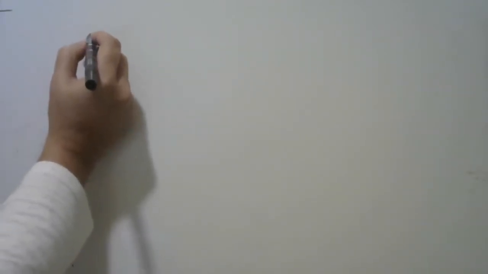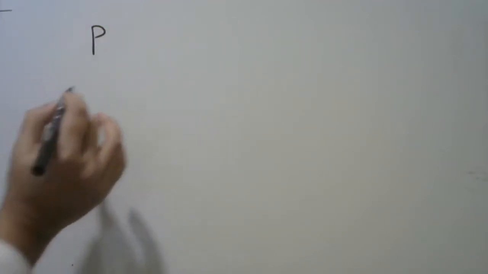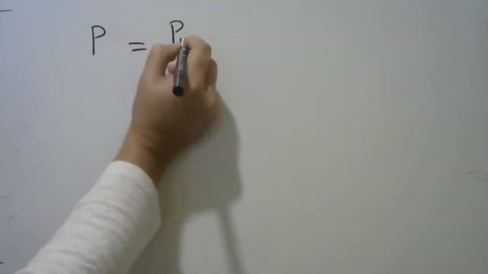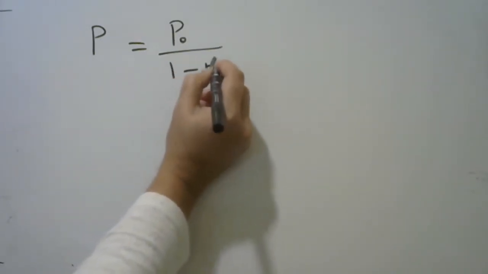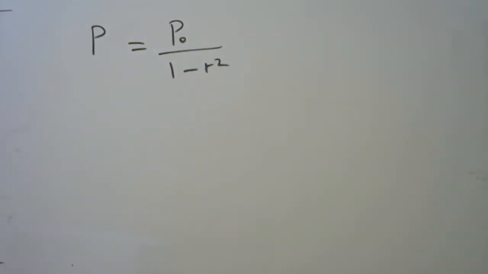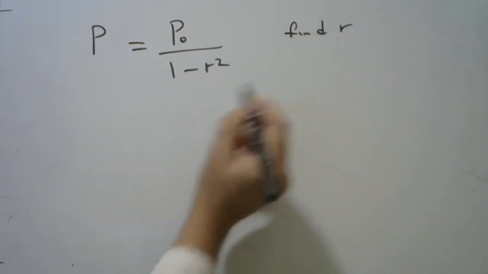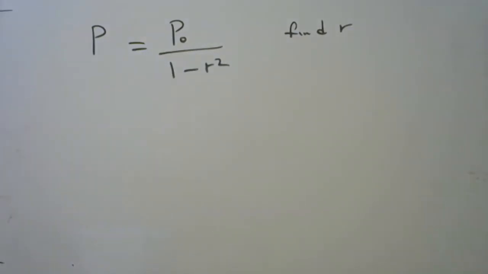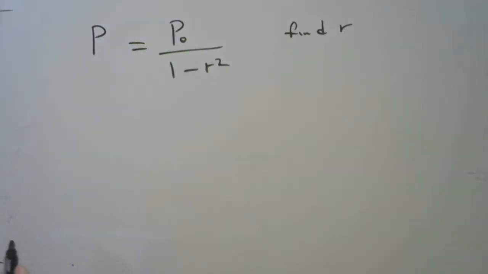Okay, so I'm going to be looking at the question here about rearranging the subject of the formula. You're given P is equal to P naught upon 1 minus R square, and you're asked to find R. So in this question, you want to make R the subject of the formula. You need to rearrange this equation to find R in terms of P and P naught.